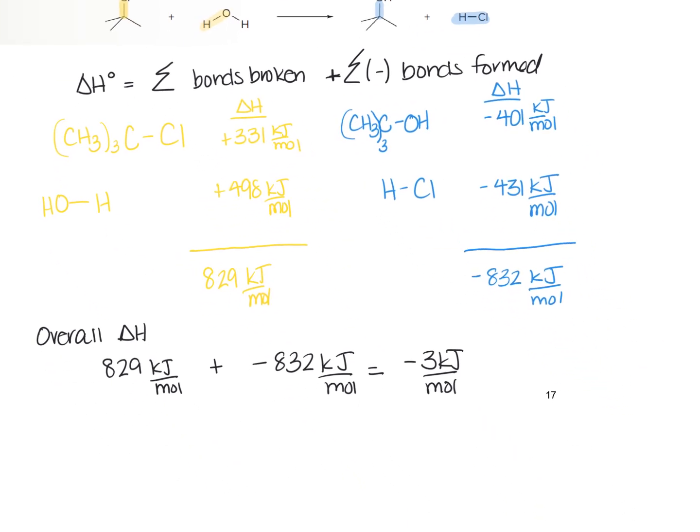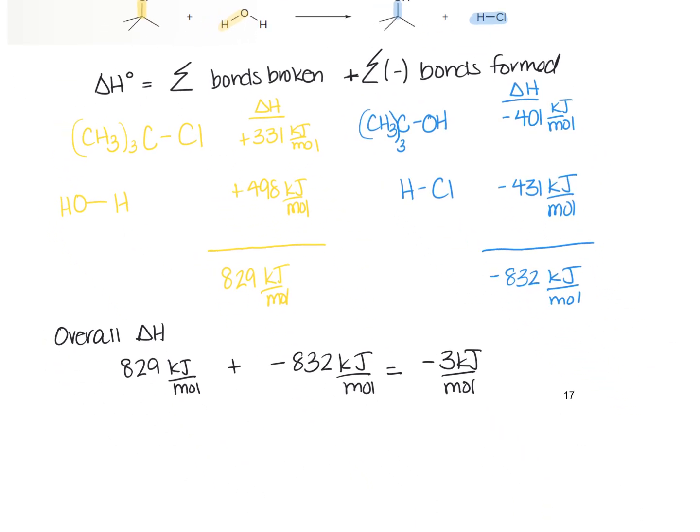Now, what does this tell us about the reaction? Well, our delta H naught value for the overall reaction is negative. And because it's negative, that means this is an exothermic reaction, and energy is released. That also means the bonds that are broken in the starting material are weaker than the bonds that are formed in the product. Okay.